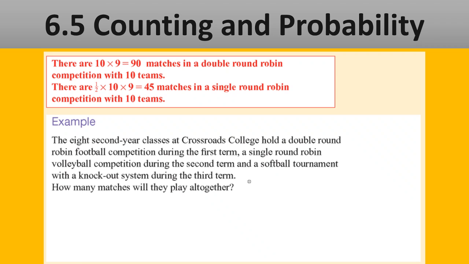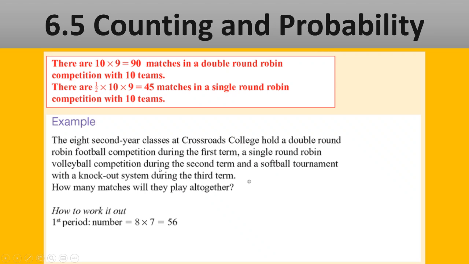Well, we have to first calculate what the first term gives us, the second term gives us, and the third term gives us, and then we can add all those numbers up, and that are the total of matches that are played, right? So first take a look at the double round robin, the football competition. There are 8 second-year classes, so we now know for our double round robin, we have to do that number of teams times 1 team less, 8 times 7 is 56 football matches.